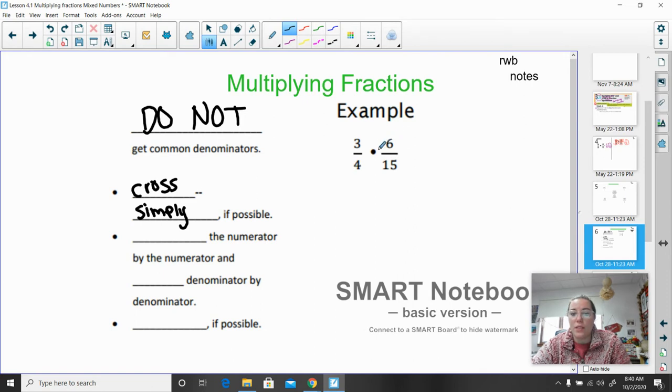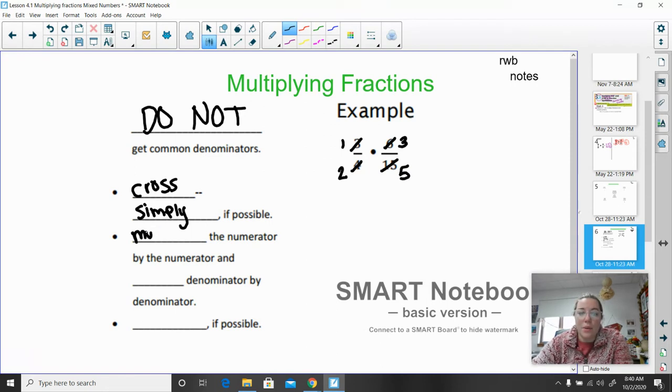So I'm going to look at 4 and 6 and I'm going to see, do they have a common factor? Yes. I know that 2 goes into both of them. So I'm going to divide. 6 divided by 2 is 3. 4 divided by 2 is 2. Now I'm going to look this way. 3 and 15. Does 3 and 15 have a common factor? Yes. 3 goes into both of them. So I'm going to divide. 3 divided by 3 is 1. 15 divided by 3 is 5.